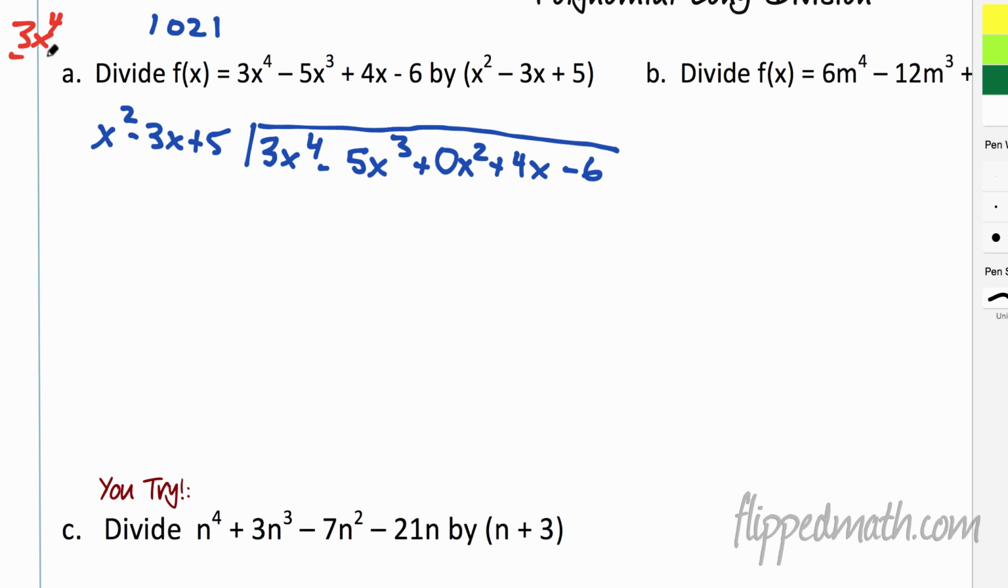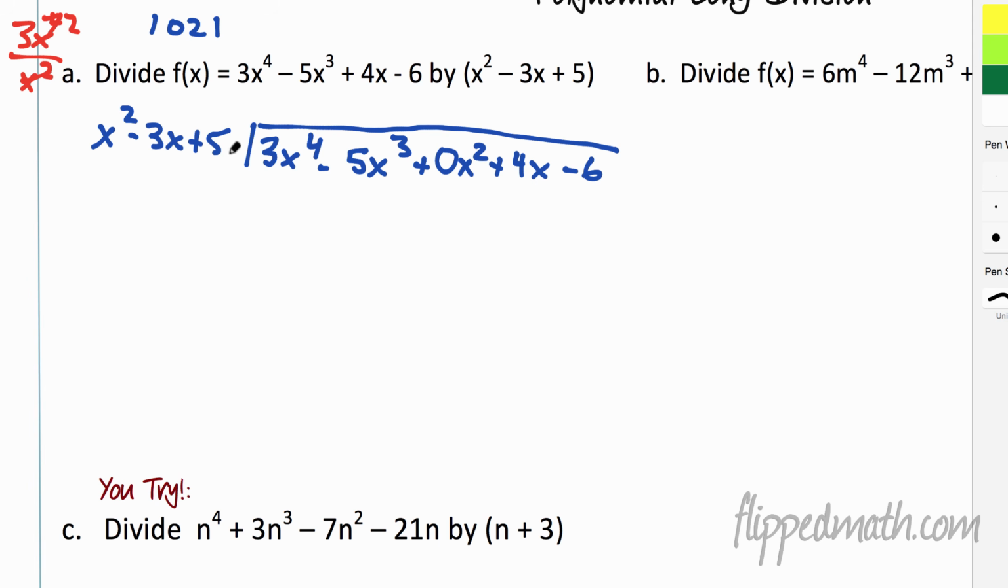3x to the 4th divided by, look at the first term, x squared, and they cancel, and that leaves a 2, leaves you 3x squared. But that's essentially what we're doing, but what I want you, it's probably an easier way to do it, is to think, you have x squared. What do you need to multiply by to get to 3x to the 4th? That's basically what division is.